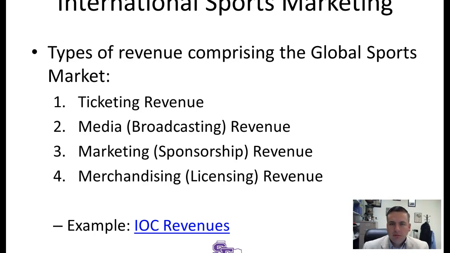So ticketing revenue to events, broadcasting, so people that are spectating through some sort of media. And the third one is marketing, also known as sponsorship revenue. And sponsorship revenue in the IOC is called the TOP program. It's called the Olympic Partnership Program. It stands for TOP. And we'll talk a little bit more about that when we get to the Olympics chapter. But that's another major revenue source for a lot of sport organizations.